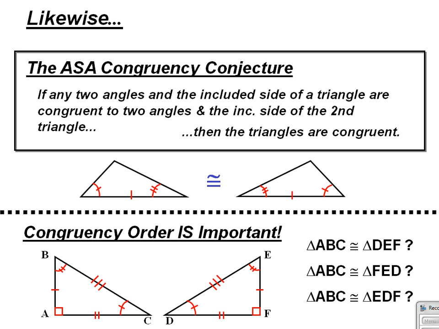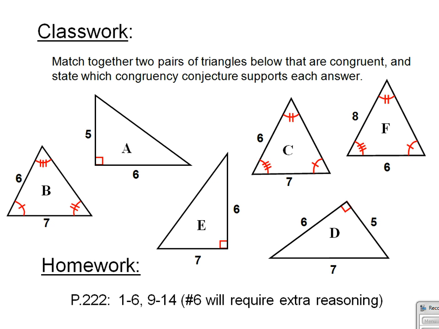So, if we were to create a congruency statement that said triangle ABC is congruent to, we have to say triangle FED, because that is the order in which both triangles have their congruent parts. This concludes today's lesson.